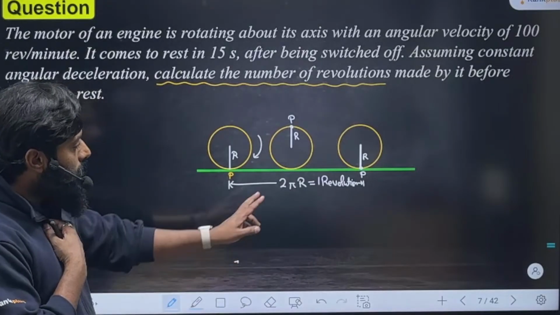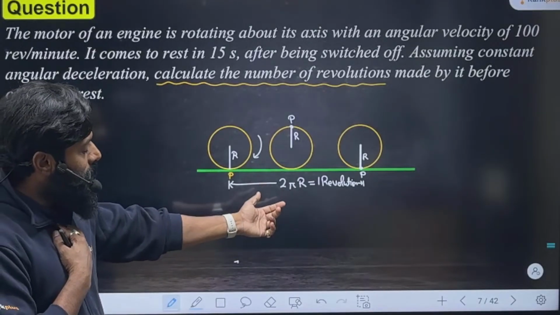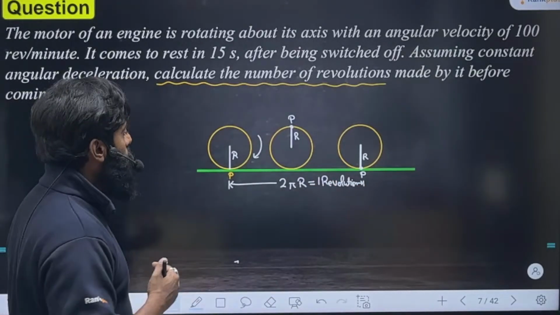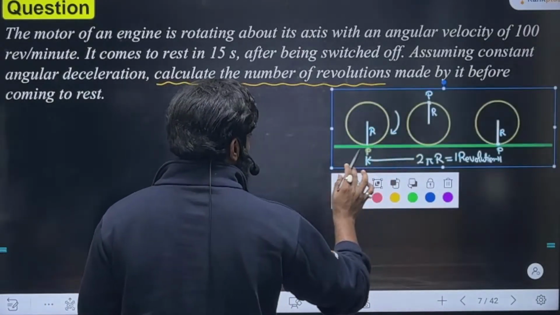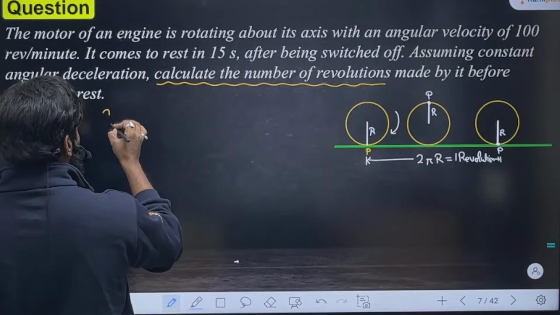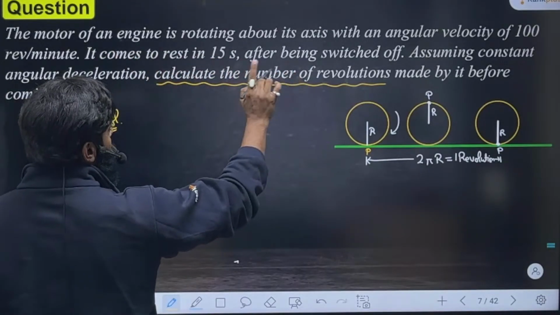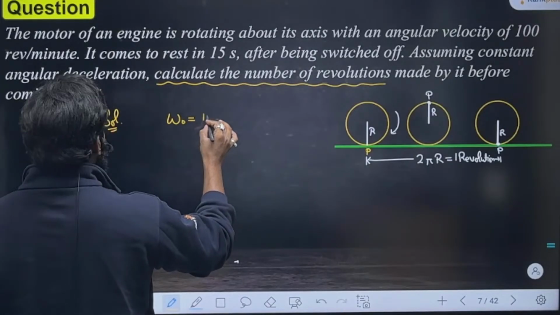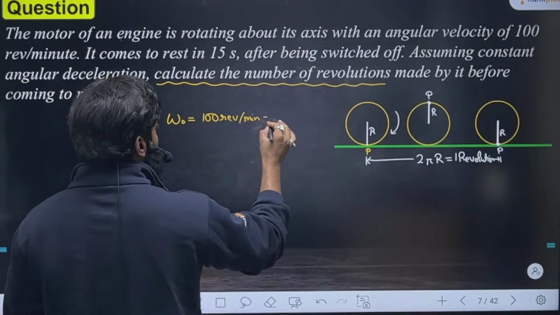So this is one revolution, 2 pi r. When a linear distance is 2 pi r, we say that the wheel has rotated by one revolution. Let me fetch the data out of the question, because according to me, data is always important. These lines are not important for me. So, solution: the motor of an engine is rotating about an axis with an angular velocity. I'll consider omega naught as 100 revolutions per minute. I have to change this 100.